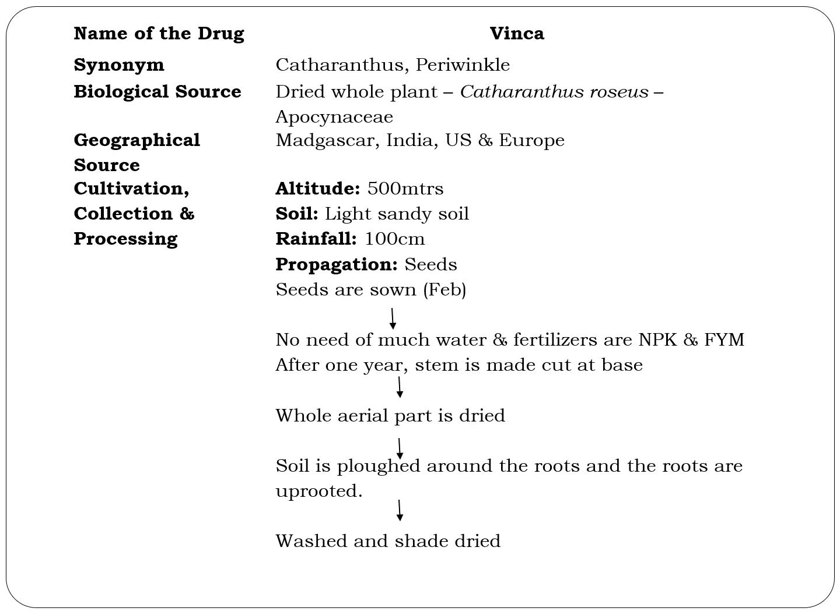Vinca is a plant which grows at an altitude of about 500 meters above sea level. Propagation does well in light sandy soil, and the rainfall should be 100 centimeters per annum. The vinca plant is propagated by seeds, which are generally sown in the month of February. Not much irrigation is needed, and fertilizers like NPK and farm yard manure are supplied. After 1 year, the stem is cut at the base and the whole aerial part is collected and dried. The roots are collected after plowing the soil around them and uprooting them, and they are washed and shade dried.